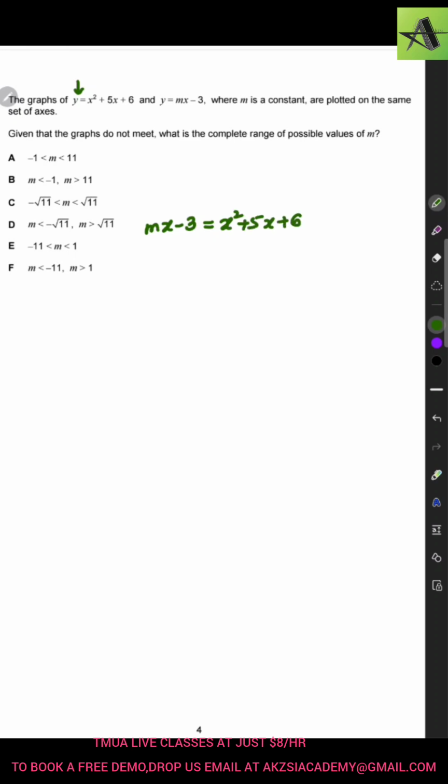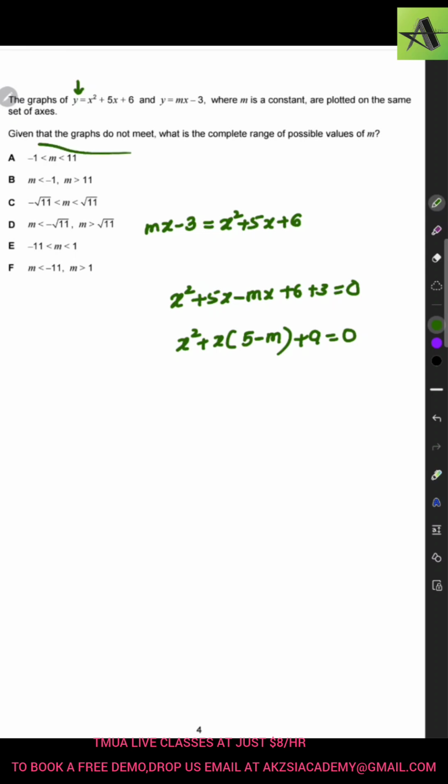Bringing all terms on one side will give me x squared plus 5x minus mx plus 6 plus 3 equals 0. Or x squared plus, taking out x as common, (5 minus m)x plus 9 is equal to 0. Now, clearly it's mentioned up there that these graphs are not meeting at all, and that means there will be no real values, there is no solution.